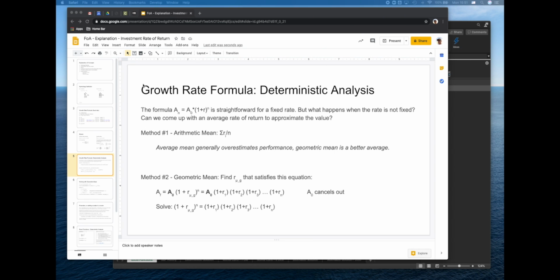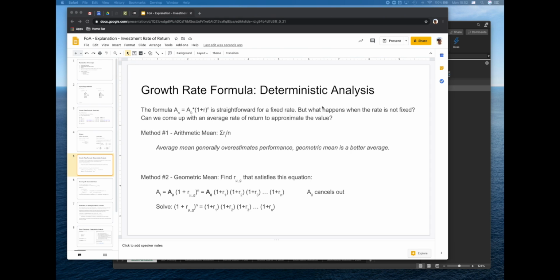Okay, so we just solved earlier the growth rate formula for a fixed rate when all of the r's were the same. That's a fairly straightforward solution. But what happens when the rate isn't fixed? And so the question is, can we come up with an average way to approximate the value?